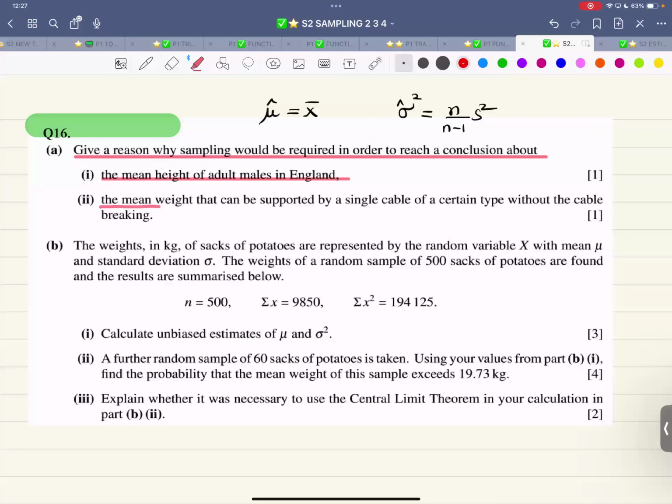Second one, the mean weight that can be supported by a single cable of a certain type without the cable breaking. So basically, we are calculating the breaking strength. If we use all the cables, there won't be any cable left for us to sell.